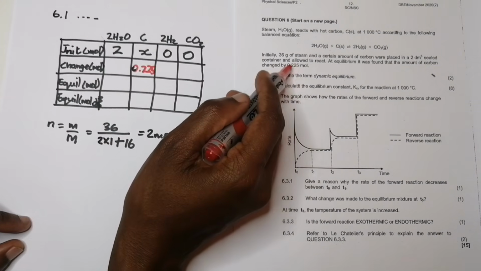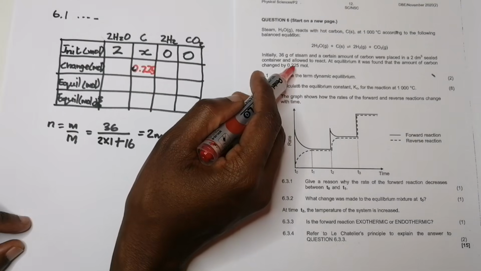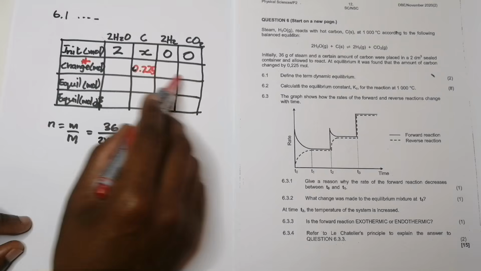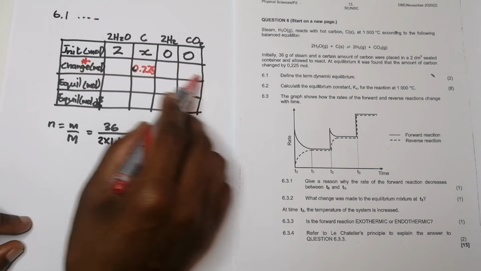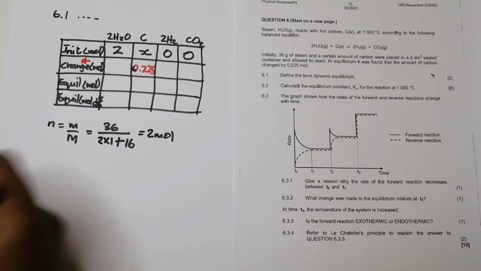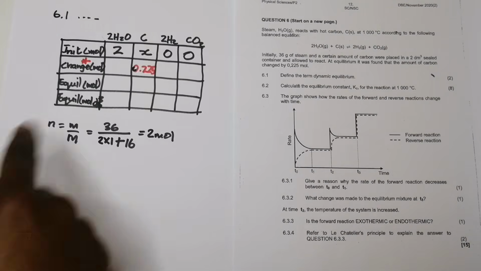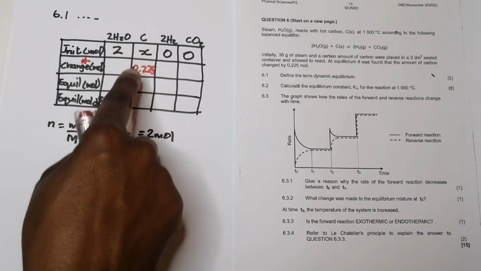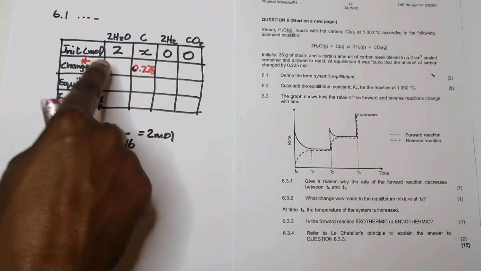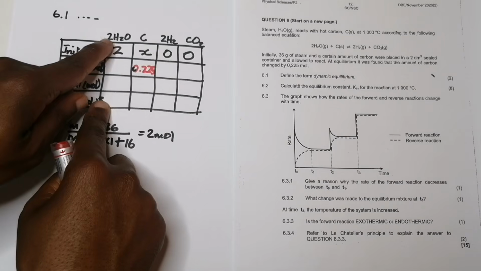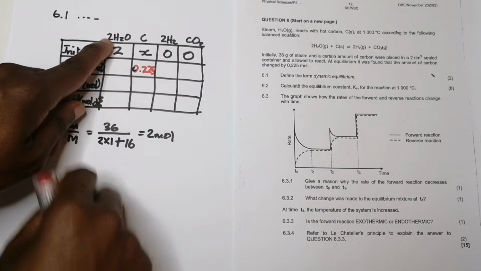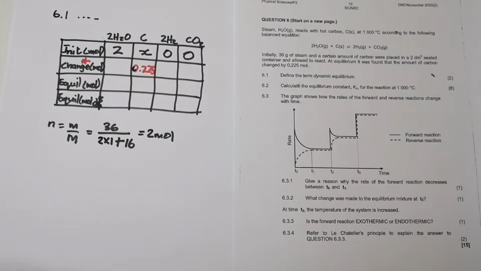Right, so this amount was 0.225. Now remember, ladies and gents, please, this is where we are now going to use the ratio. Okay, so now what I'm going to do is I'm going to say, well, if I reacted 0.225 moles, how much water reacted? So I'm going to say for every 2 moles of water, how many moles do I use of carbon? 1, right?